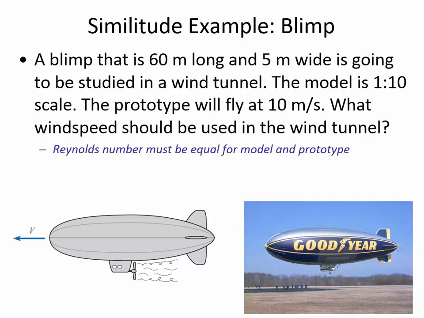This is going to illustrate what you have to do in order to make sure that dynamic similitude is satisfied. In dynamic similitude, you have to match the Reynolds number. So we're going to have that the Reynolds number of the model equals the Reynolds number of the prototype.